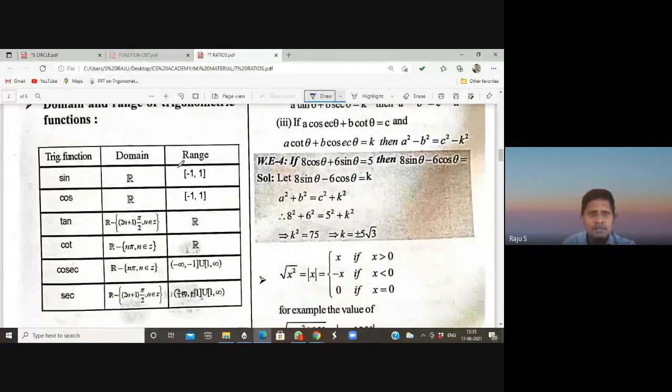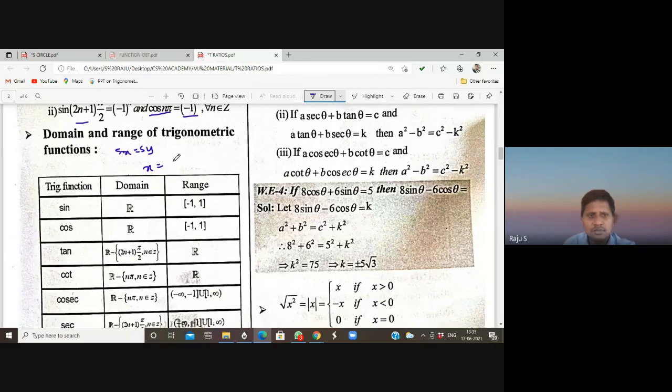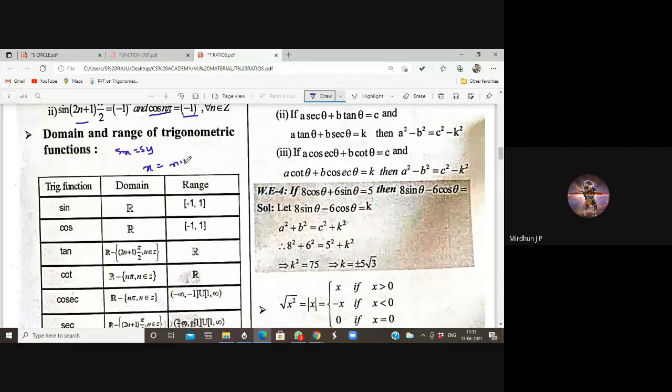This is just related to plus or minus 1 alone. Yesterday we have seen the general solution for sin x is equal to sin y. Can anyone tell me what is x here? X value. Sir, n pi plus minus 1 the whole power n y.